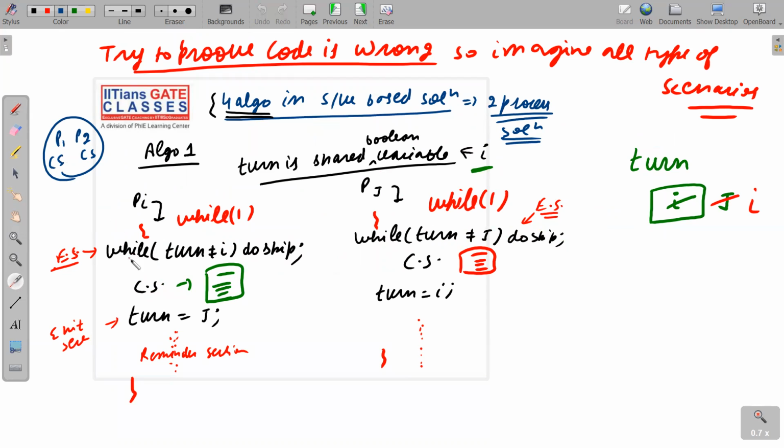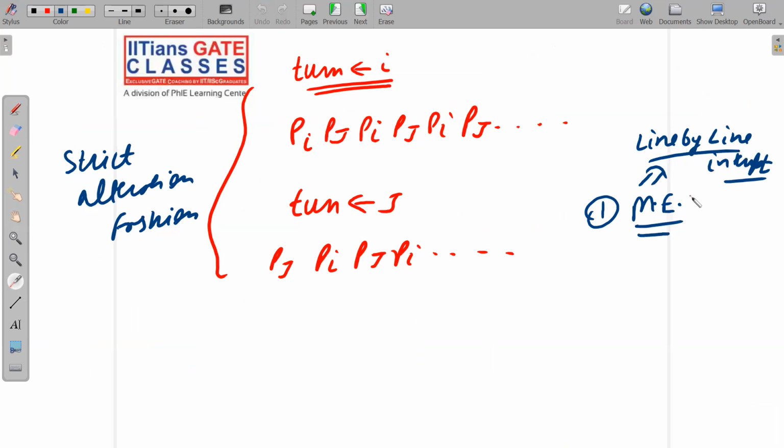So I think you have got it. So line by line interrupt means after execution of one line, you will imagine an interrupt. After execution of one line, you will imagine an interrupt. That is the basic way. For example, in PI, after execution of one line, I'm not saying it will enter the CS. After execution of this line, I will immediately say an interrupt occurs and control comes back to here and all. I hope I have made the point clear to everybody. So mutual exclusion, how to check? You will imagine line by line interrupt.